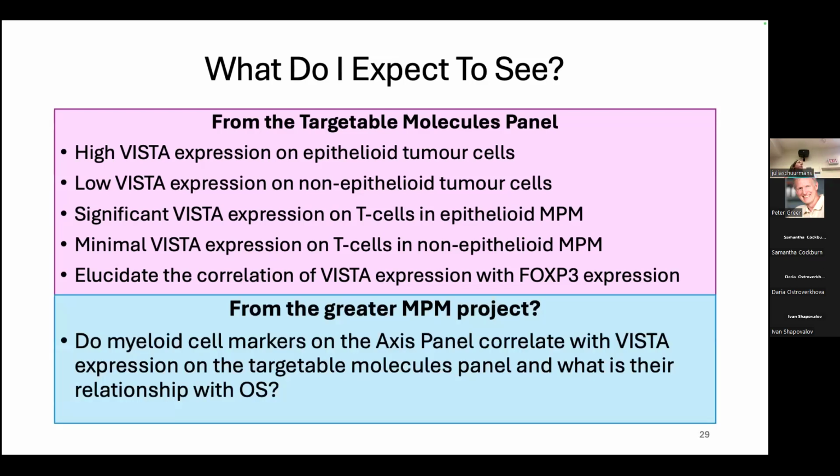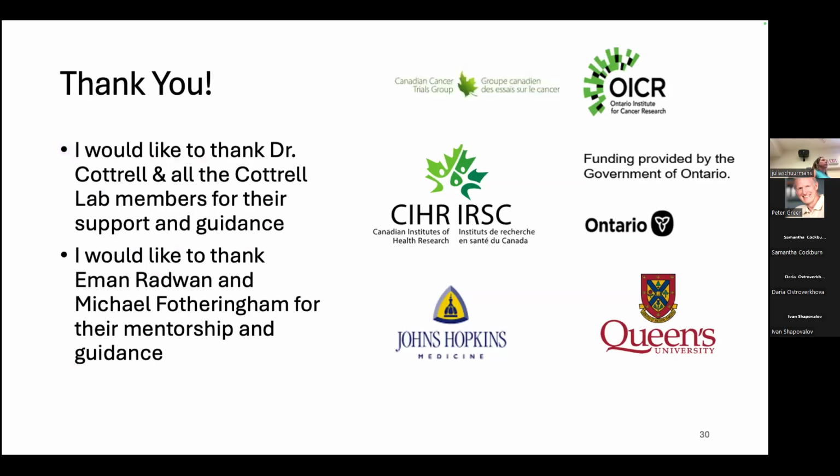And then finally, what do I hope to gain from the greater overall project? Well, I'd like to understand if the myeloid cell markers on the axis panel correlate at all with the VISTA cell markers on the targetable molecules panel, and what their relationship is with overall survival. And that's everything. Thank you, guys.